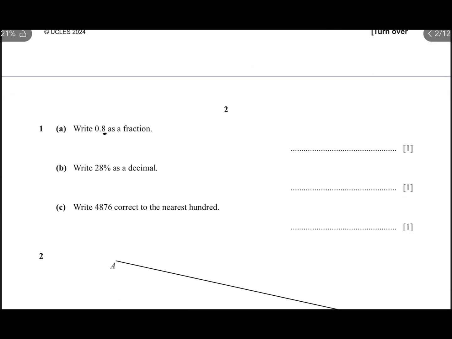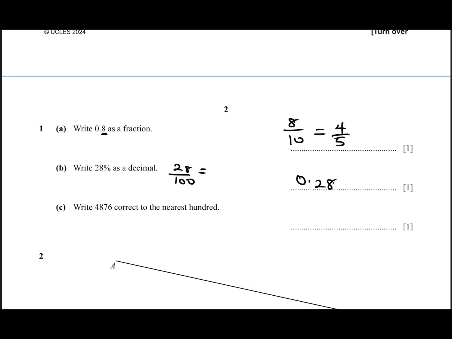Write 0.8 as a fraction. 0.8 means 8/10, that means 8 over 10, which is still the same as saying 4 over 5. But let's go with 8 over 10. Now write 28% as a fraction. 28% simply means 28 over 100, which is the same thing as saying 0.28. That means this is 28 hundredths, which is 0.28.